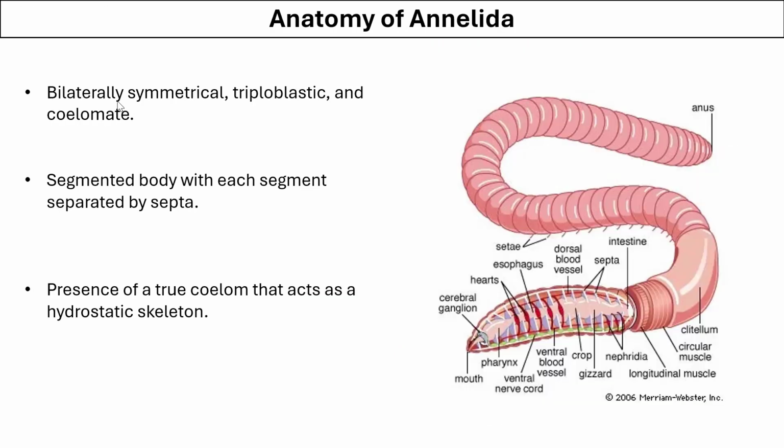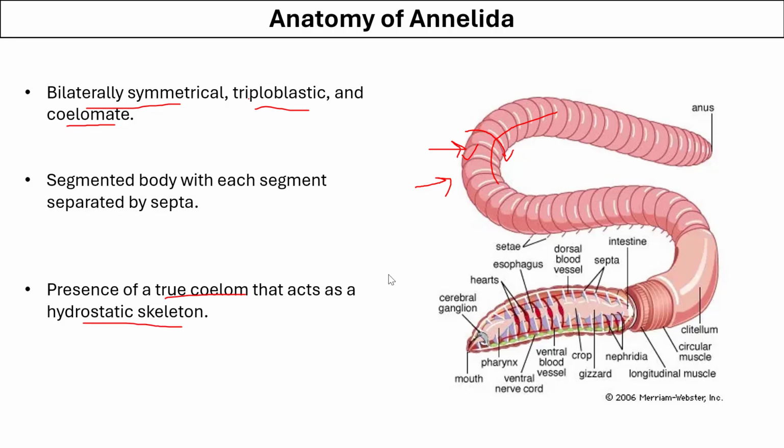These animals have bilateral symmetry, which means if you cut their body into half, their left and right part would look the same. They have triploblastic layer in their body. That means they have ectoderm, mesoderm, and endoderm, and they are coelomate, which means they have a true body cavity. Their body is segmented, and each segment is separated by a line called septa. They have a true coelom, a true body cavity, which is hydrostatic in nature.